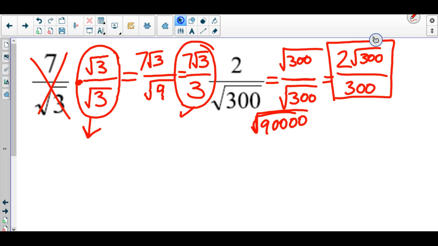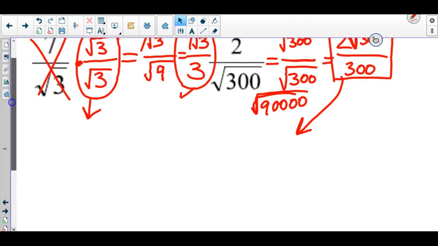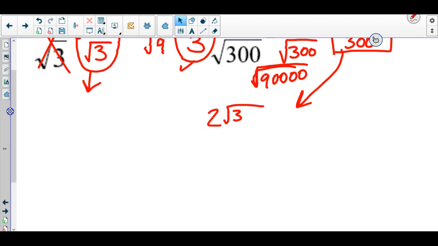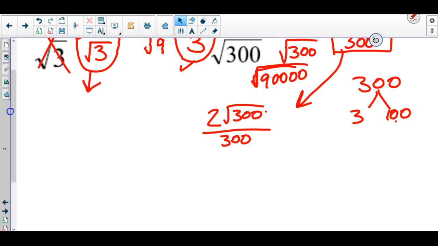The problem is this root 300 is not fully simplified. Actually, I can do quite a few things to simplify this. So we have to continue simplifying down here. 2 root 300 over 300. The square root of 300 I can simplify the way we did last week. So 300 is going to be 3 times 100. 100 is going to be 10 times 10, which is 5 times 2, 5 times 2.